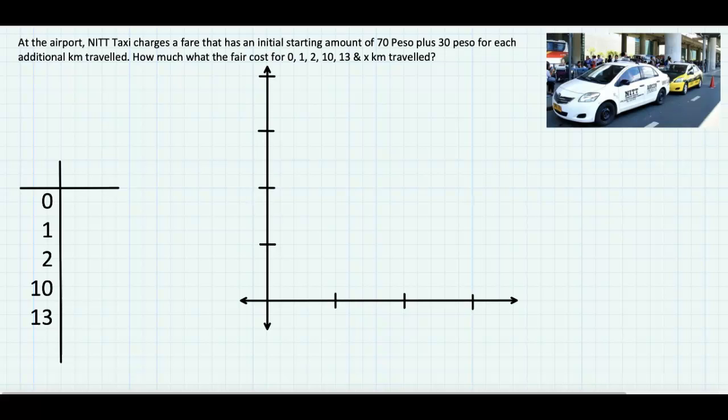A classic example of that is a taxi car company. A taxi car will usually charge its customers by a rate that has a starting amount. So notice here, it says this NIT taxi charges a fare that has an initial starting amount of 70 peso. That initial starting amount of 70 pesos, I'm just going to highlight that, okay? So that's what we're starting with, and then plus 30 pesos for each additional kilometer.